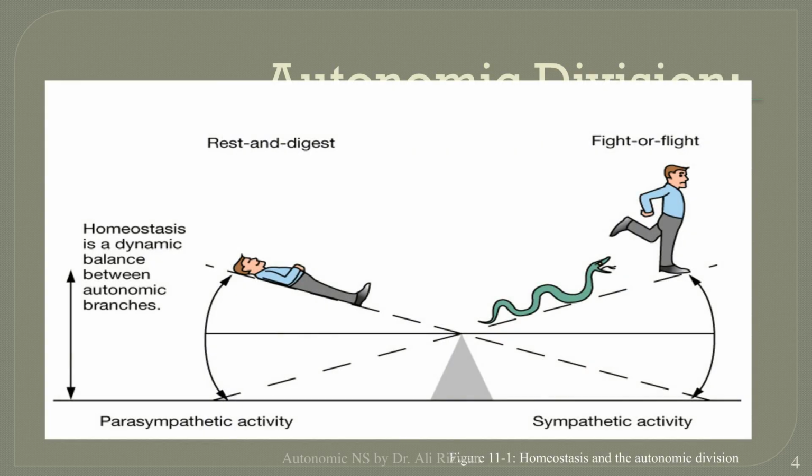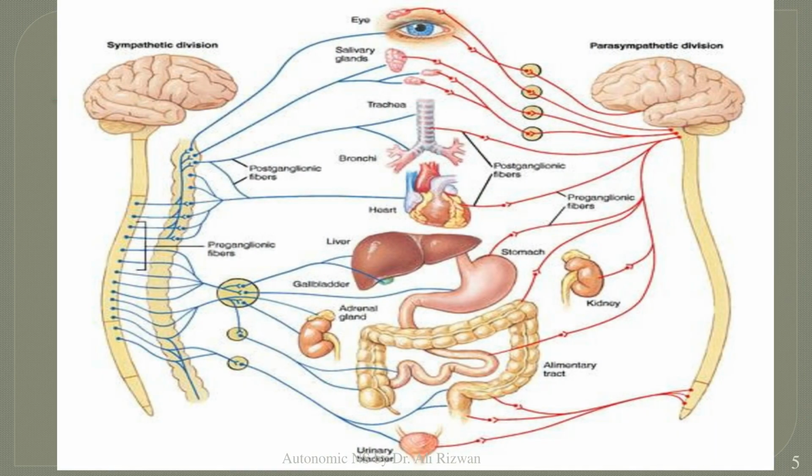Homeostasis is maintained through a dynamic balance between the autonomic branches, often described as a functional tug-of-war between rest and digest and fight-or-flight states. This visual illustrates the distinct pathways and connections of the sympathetic and parasympathetic divisions as they interact with various organs in the body.